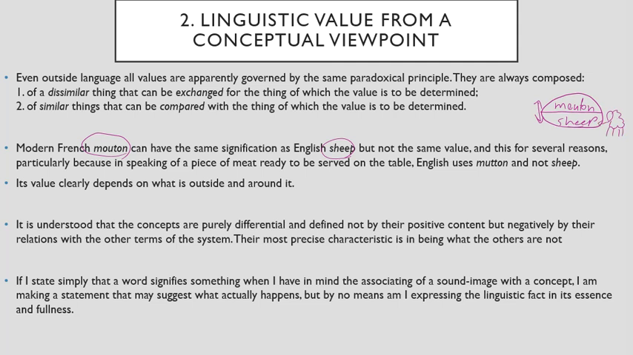So, mouton and sheep don't have the same value. How do I say this? When we are talking about a piece of meat that is ready to eat and to be served in English, we use the word mutton instead of sheep. Mouton in French can be used for meat that can be served, but sheep is not something we use when we want to serve food. So as you can see, the relation between different words makes the context in which we use them different. I hope this helps.